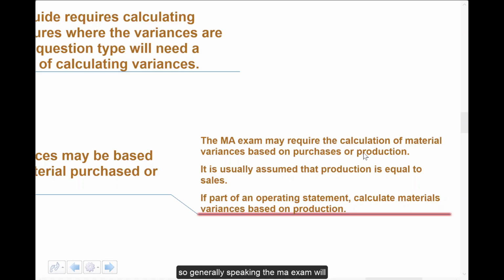Generally speaking, the MA exam will require calculations based on purchase or production. Now, it's usually assumed that production is equal to sales. But note that if part of an operating statement is given, calculate materials based on production. So that's the general rule of thumb.